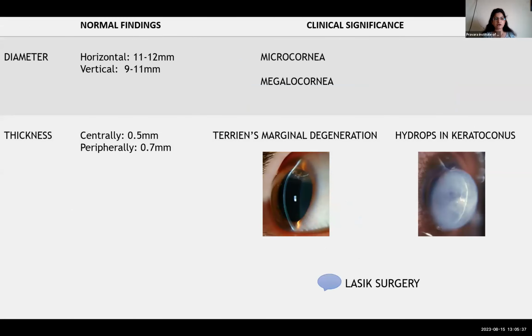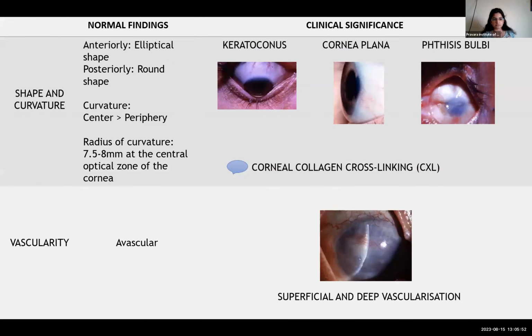Coming to the dimensions of the cornea, the horizontal diameter is 11 to 12 millimeters, while the vertical is 9 to 11 millimeters. The thickness is 0.5 millimeters centrally and 0.7 millimeters peripherally. LASIK surgery is contraindicated in thin corneas. Anteriorly, it is elliptically shaped, and posteriorly, it's round. The radius of curvature is 7.5 to 8 millimeters at the central optical zone.